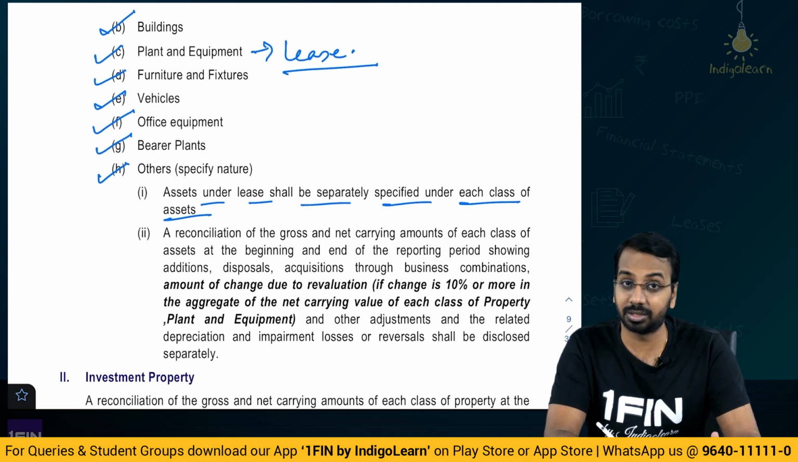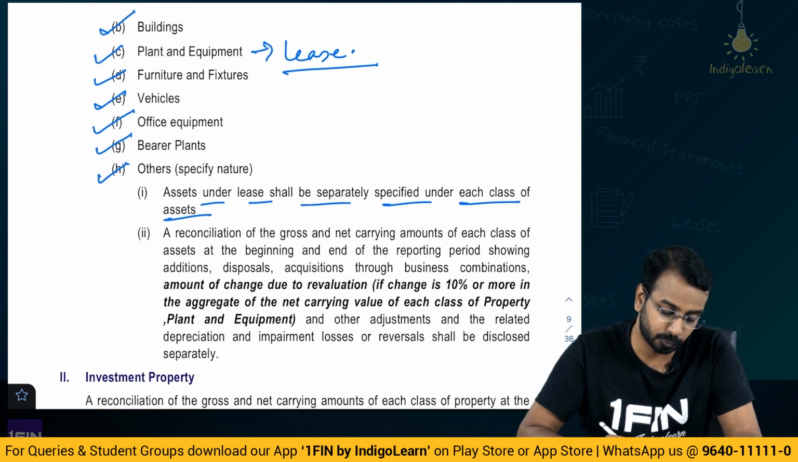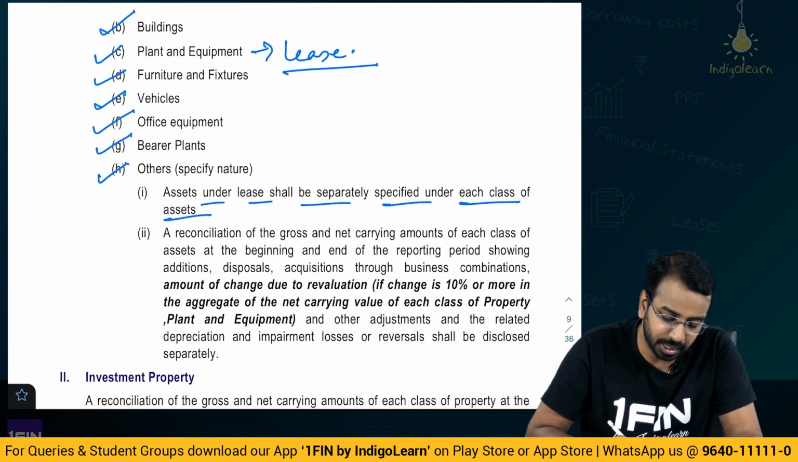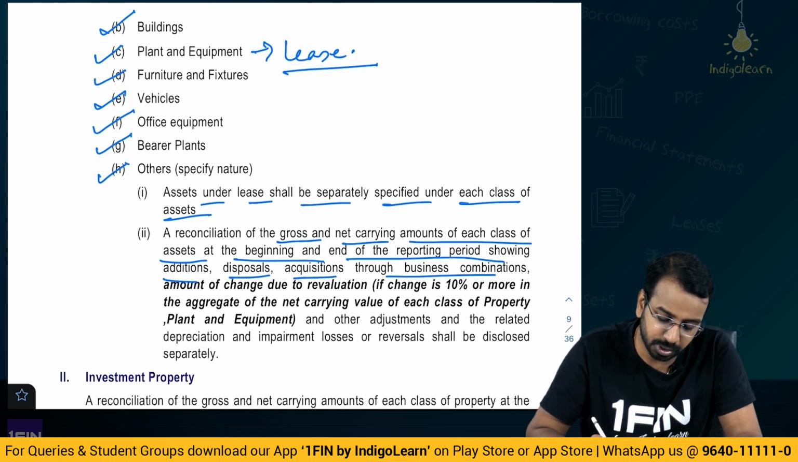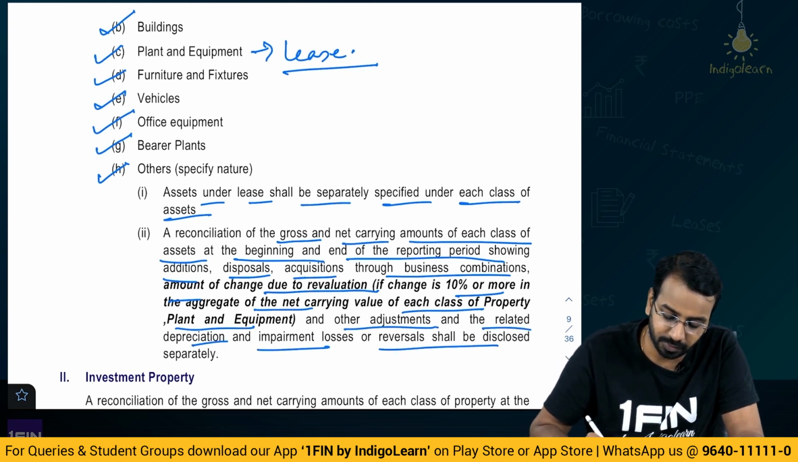This we have seen in the schedules to the annual report that we have understood. Then a reconciliation of gross and net carrying amount of each of the class of asset at the beginning and at the end of the reporting period, showing additions, disposals, acquisition through business combinations, amount of change due to revaluation if it is 10% or more, in aggregate of the net carrying amount of each class of property, plant and equipment, and other adjustments and related depreciation, impairment losses, reversals shall be disclosed.